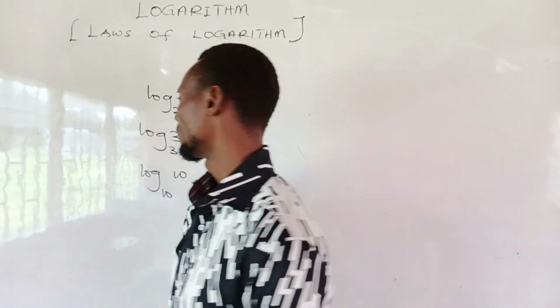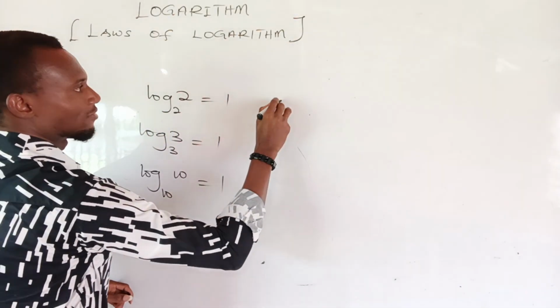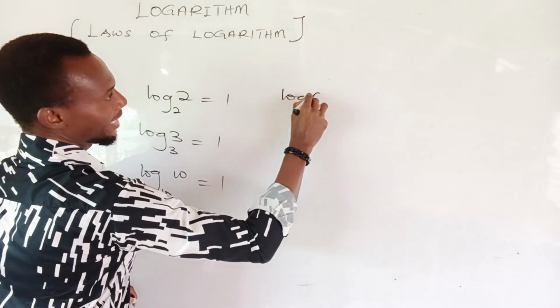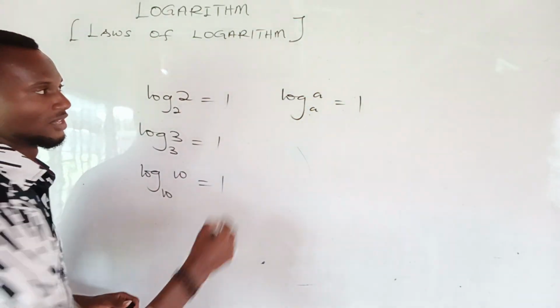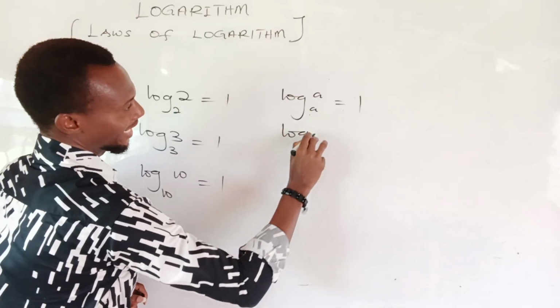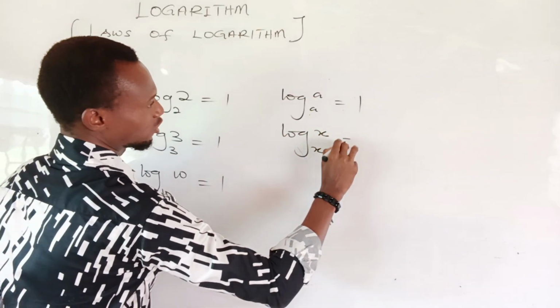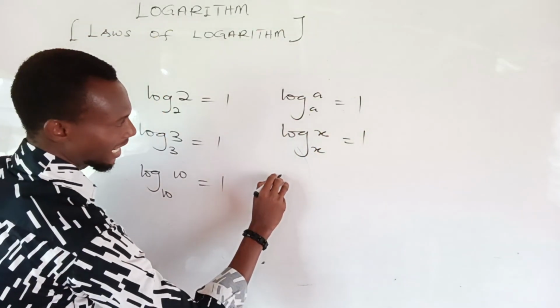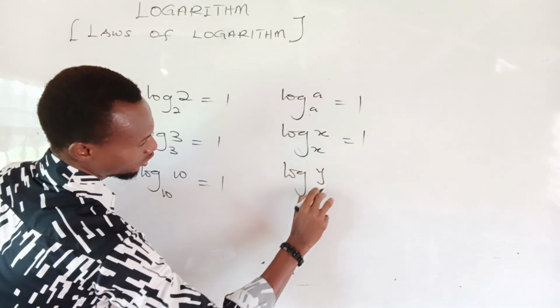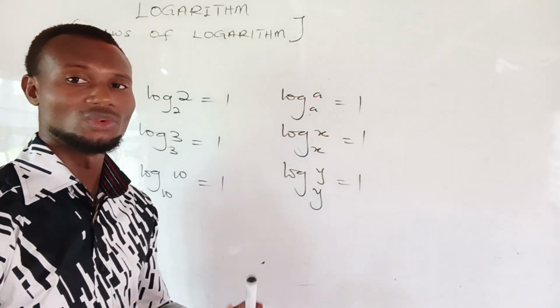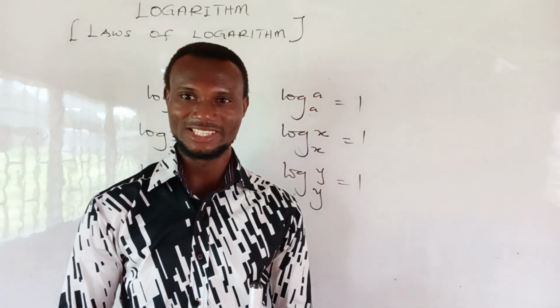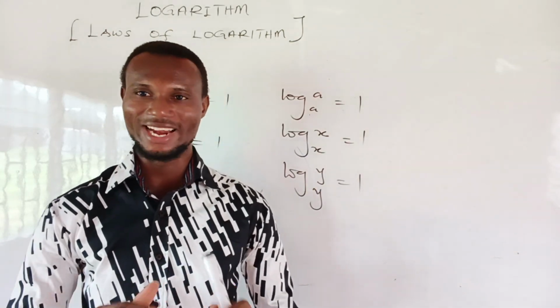So in general, we can say that if I have log a to the base a, it should be equal to 1. If I have log s to the base s, it should be equal to 1. If I have log y to the base y, it should be equal to 1. Okay, so that is the definition, and I hope you understand.